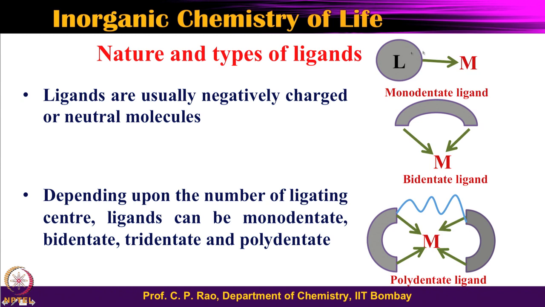So, you can have a ligand bound to the metal by one connectivity, a single connectivity, which is called monodentate, or a ligand may be connected to the metal center by 2.